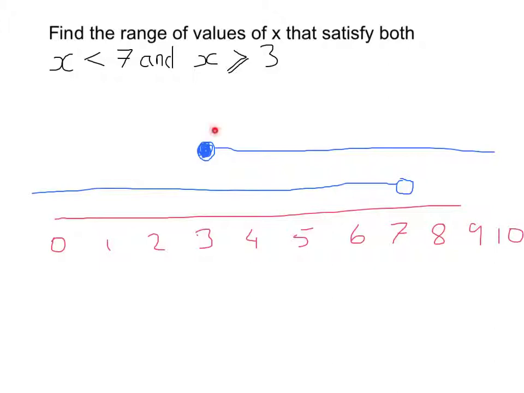Hopefully you'll see that in this region here, both the lines cross. Okay, and in this little region here, x is valid or satisfies both inequalities. And therefore I can say that x must be greater than or equal to 3 and less than 7, which I can write like this to show that x must be between 3 and 7. And this reads 3 is less than or equal to x, which is less than 7.